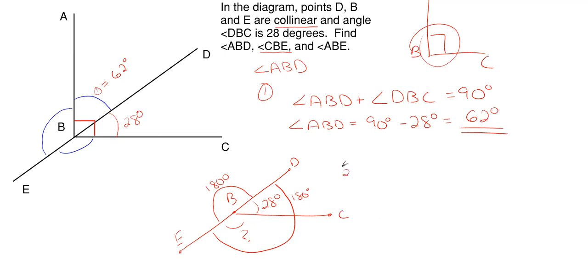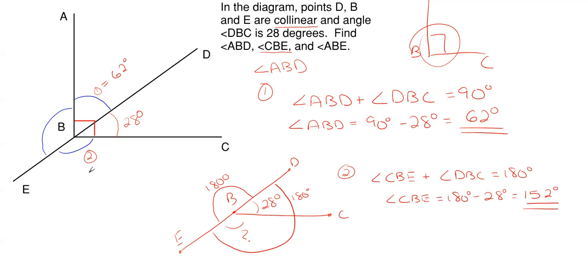So let's do that. So angle number 2. What we have here is the angle of CBE plus the angle of DBC is equal to 180 degrees, making up that straight line. So if we want to rearrange and solve for our unknown angle of CBE, it would just be 180 degrees minus our given angle, which was 28 degrees. And that gives us a total of 152 degrees for our angle right here.